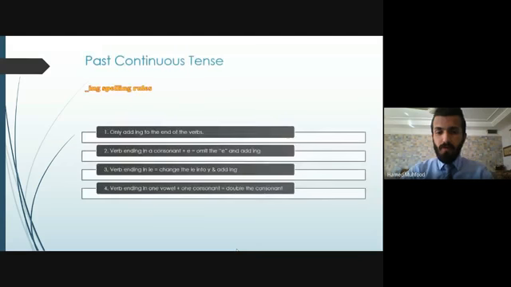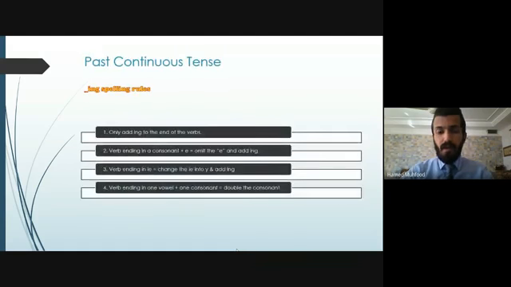The other rule, the fourth rule, is about verbs that end in a consonant which is preceded by a vowel. It should be one vowel. So in this case we have to double the consonant. We have to double the last letter. Now the fourth rule is about verbs that end in a single consonant preceded by a single vowel.